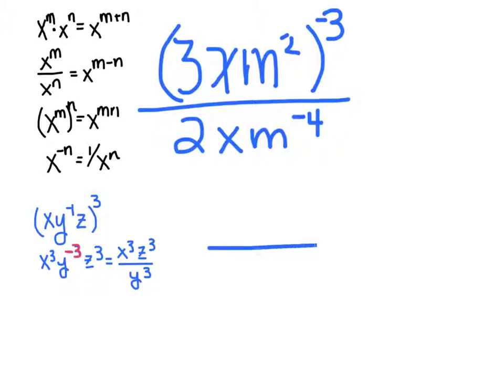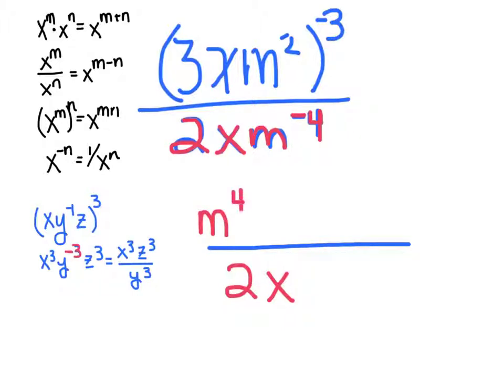In this problem, the 2 right here on the bottom is going to stay on the bottom, and the x right here on the bottom is going to stay on the bottom. But this m that's on the bottom is to the negative 4 power, so the m to the 4th is going to travel up to the top. Another thing students forget to do is when they have an exponent outside the parentheses, they forget that it applies to everything. It applies to the 3, it applies to the x, and it applies to the m.